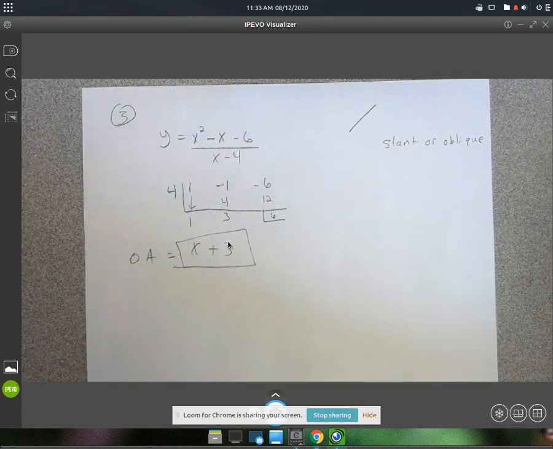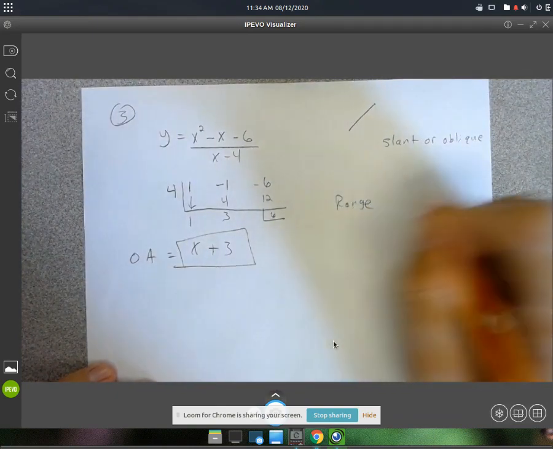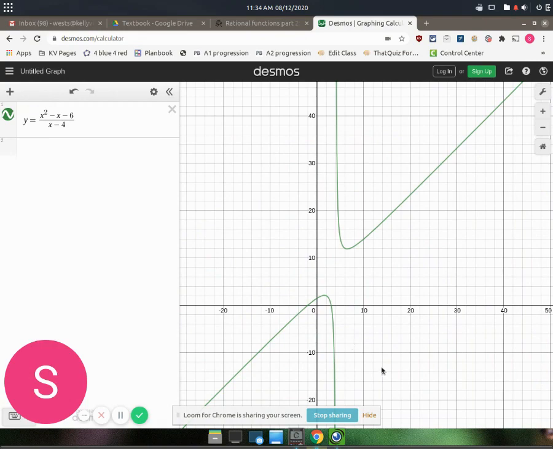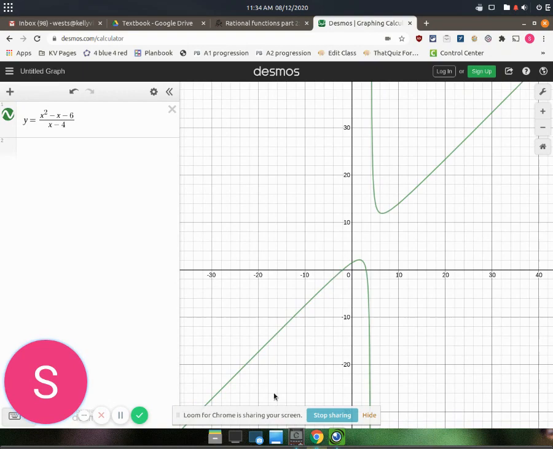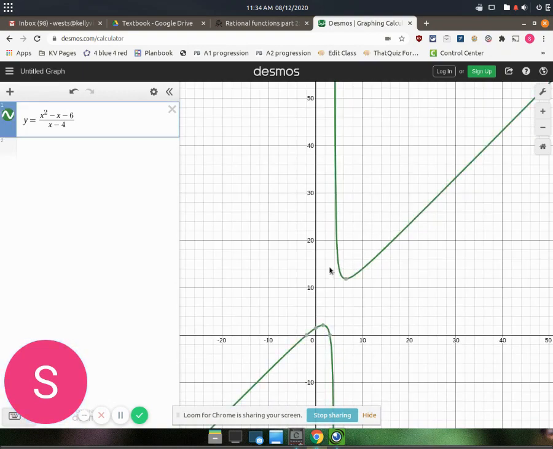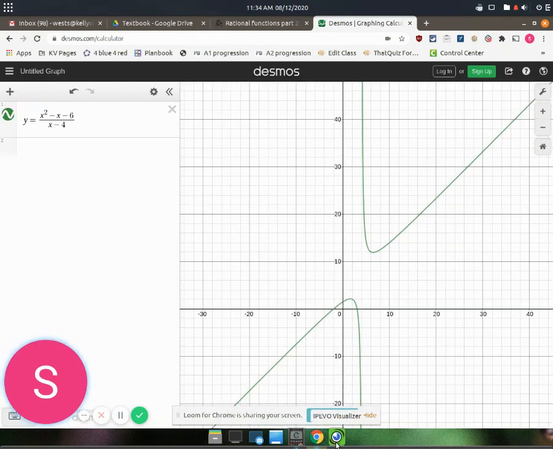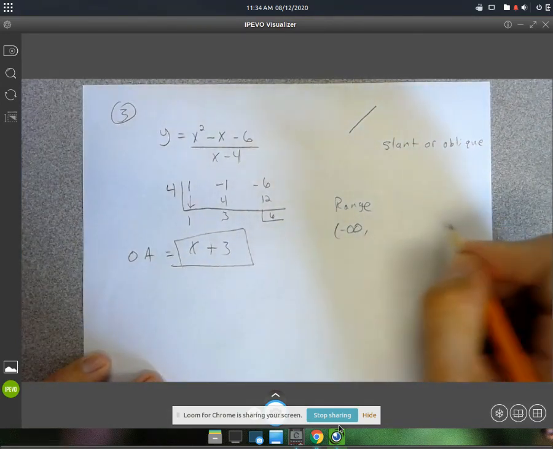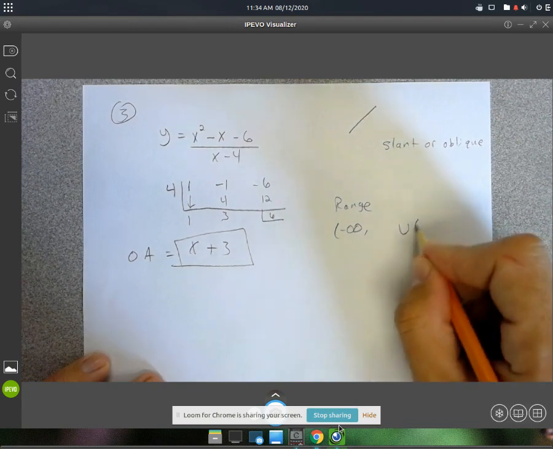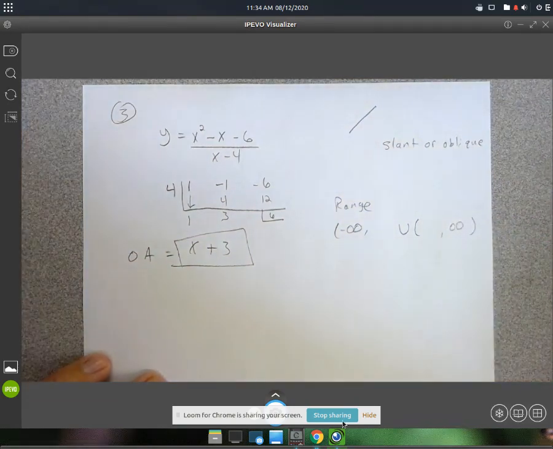The last thing I'll do here is try to gauge what our range is for this function. All right, so definitely negative infinity. It's coming from negative infinity. And then it has a jump right here where it skips these y values, and then it goes off towards positive infinity again. So our range is going to be negative infinity to some value, and then union with some value to positive infinity.